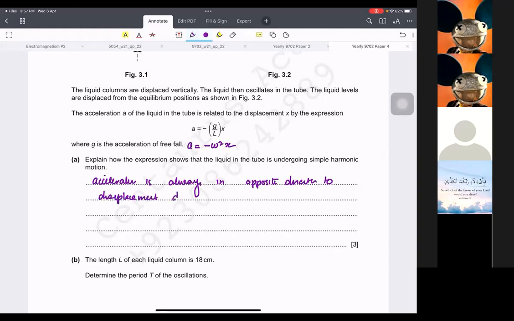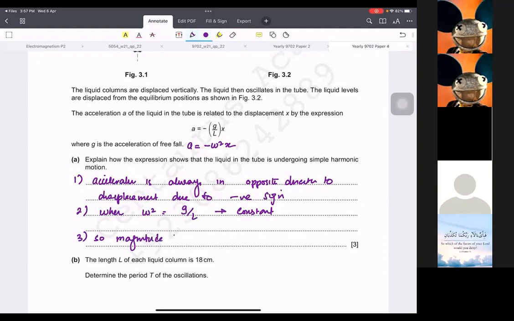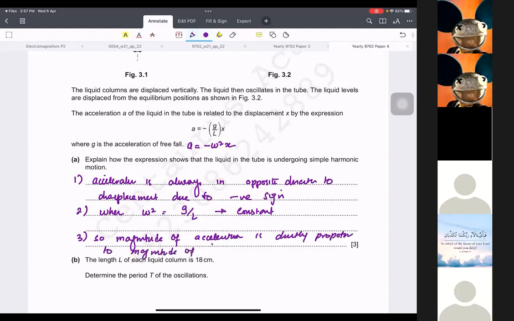How do you know this? Due to the negative sign. One mark. Second mark, where omega square equals g upon L, it is constant. Third, the magnitude of acceleration is directly proportional to the magnitude of displacement. These are the three marks you got to write.